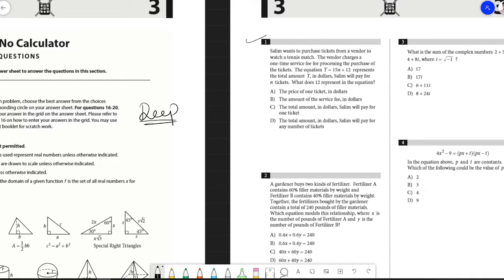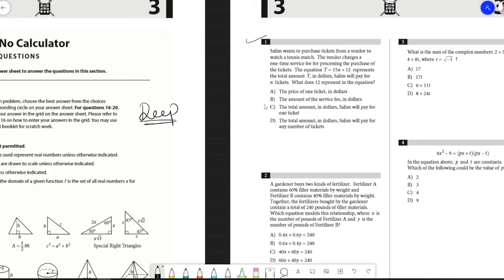Salim wants to purchase tickets from a vendor to watch a tennis match. Does the equation given, t equals 15n plus 12, represent the total amount t in dollars Salim will pay for n tickets? What does 12 represent in the equation? See, the 12 is the constant number, so it is not dependent upon the value of n, where n is the number of tickets. So I think it will be the service fee which he has to pay, which is a static amount.